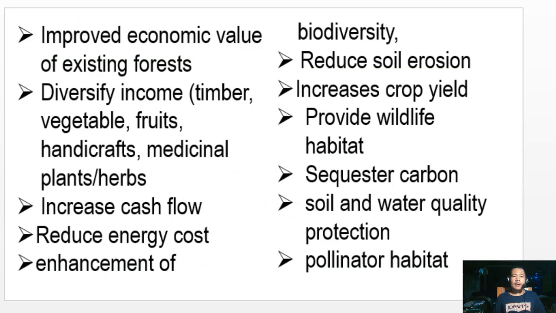So the benefits of forest farming is that it improves the economic value of existing forests. It will diversify your income from timber, vegetable, fruits, handicrafts, medicinal plants, and herbs. Of course, it can increase your cash flow because of the diversified income. It reduces energy costs. The biodiversity is enhanced, and it reduces soil erosion. It increases crop yield, provides wildlife habitat. It can also sequester atmospheric carbon or carbon dioxide, which is a contributor to global warming. It can protect the quality of our soil and water, and also it is a good habitat for our pollinators.